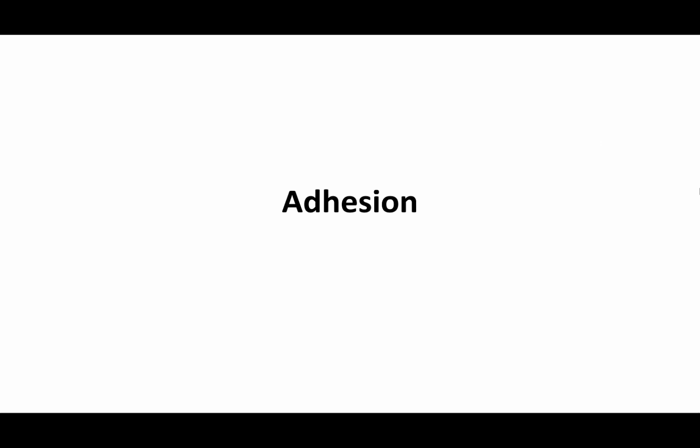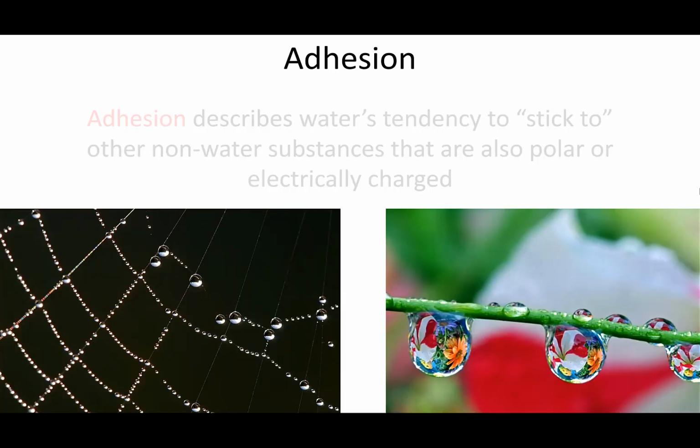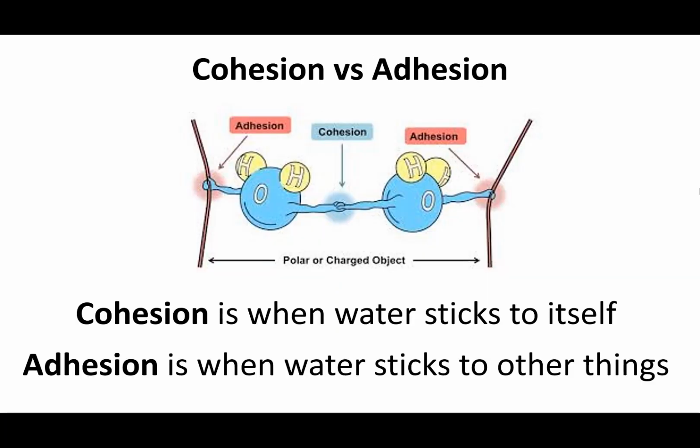Now let me talk about adhesion. Adhesion describes water's tendency to stick to other non-water substances that are also polar or electrically charged. Basically, adhesion is when water sticks to other things, like spiderwebs or plants, for example. The difference between cohesion and adhesion, it's the same basic principle. It's these polar molecules being attracted to other electrical charges. But cohesion is when water sticks to itself, and adhesion is when water sticks to other things.